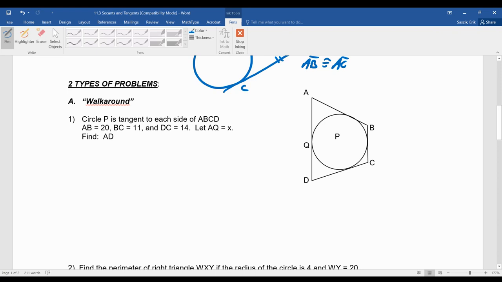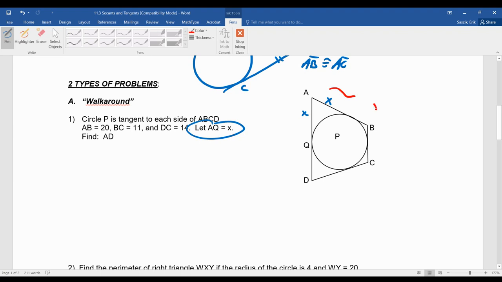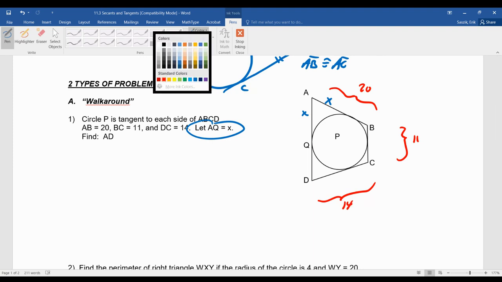What we're going to do here, this problem guides us. It says let AQ equal X. Now, this is a tangent segment, and so is that. And what we just talked about above, that means that this segment is congruent to that segment, so this segment must also be X. Now, I'm going to mark in the given information, but I'm going to do it a little bit out of the way. It says AB is 20, BC is 11, this is 14, and you'll see why here in a moment, because I need some room to work.